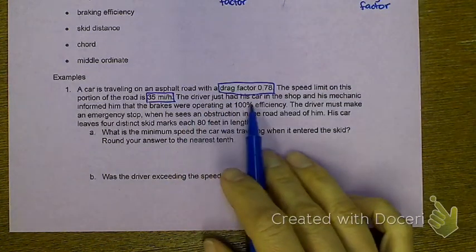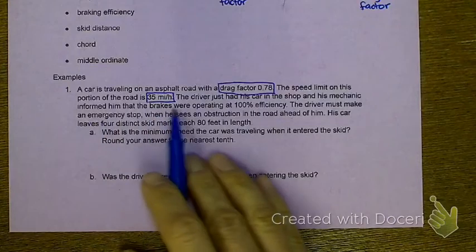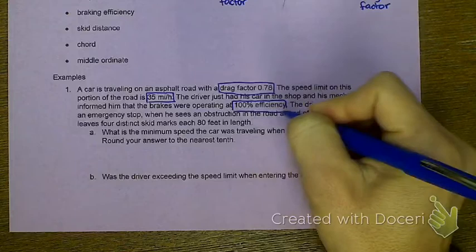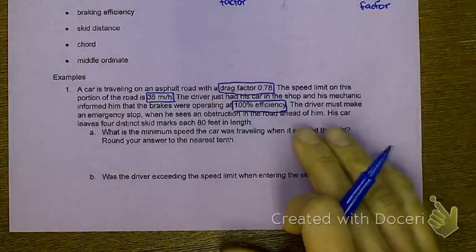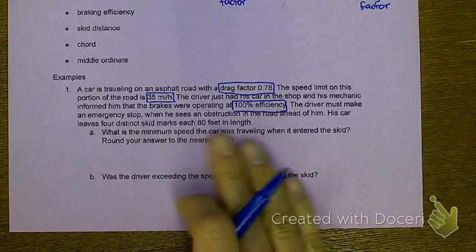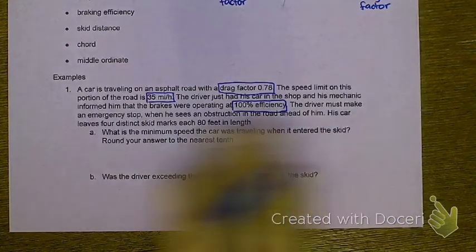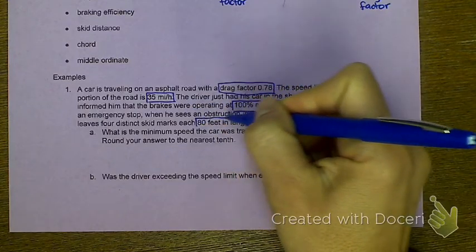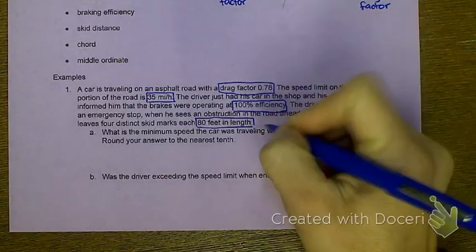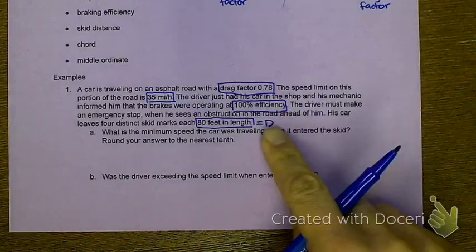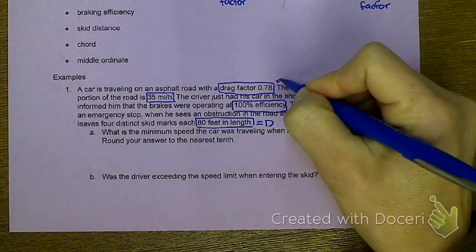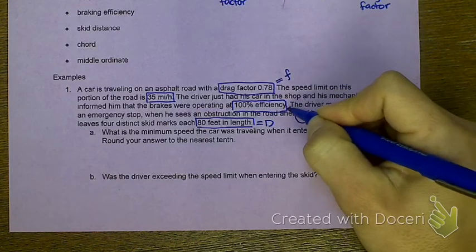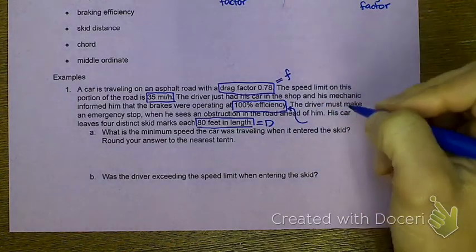The driver just had his car in the shop and his mechanic informed him that his brakes were operating at 100% efficiency. So this is representing your braking efficiency, okay? The driver must make an emergency stop when he sees an obstruction in the road ahead of him. His car leaves 4 distinct skid marks, each 80 feet in length. So this is your variable that's going to be D for your skid length. This variable up here is going to be F for your drag factor. And then this variable down here, your efficiency, this is going to be N.